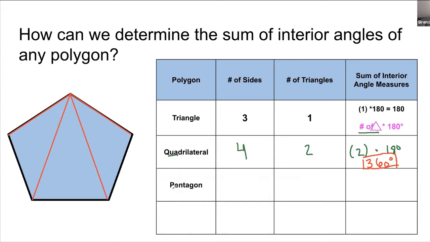Number of sides, well, it's a pentagon, so it's 5. Number of triangles, here's my first triangle, second triangle, and third triangle. So I have 3 triangles. Therefore, let's apply our beautiful little formula here. We multiply 3 times 180 degrees equals, wait, I was trying to copy the same as on top, 540 degrees. So the sum of interior angles of a pentagon is 540.